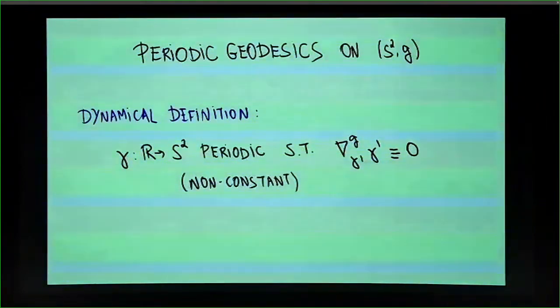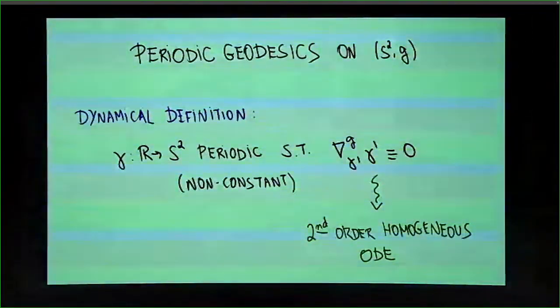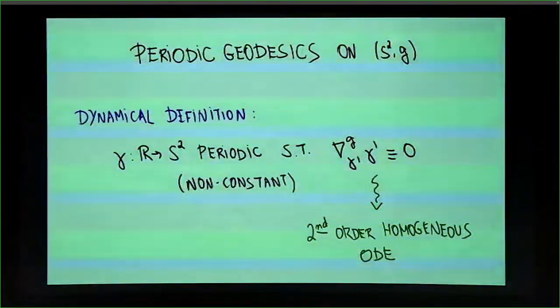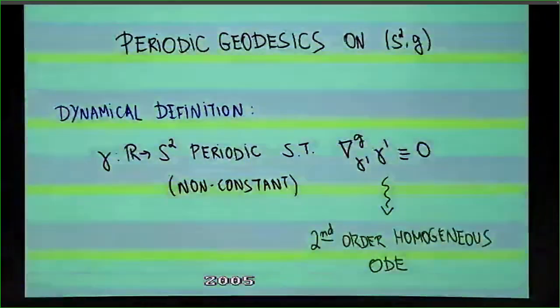Okay? And why is this the dynamical definition of the geodesics? Because behind this equation here, if you write it in coordinates, you see a second order homogeneous ODE. And this has a consequence, right?